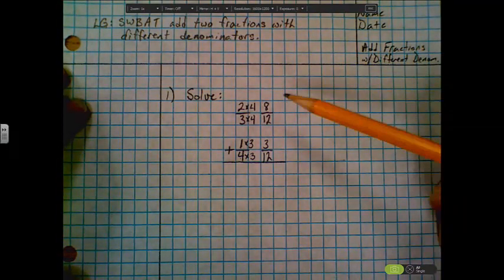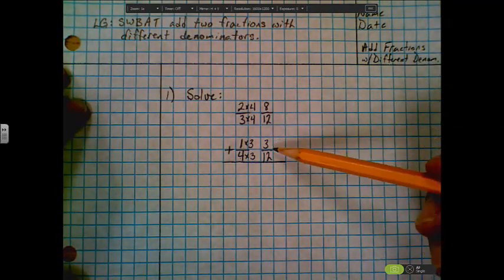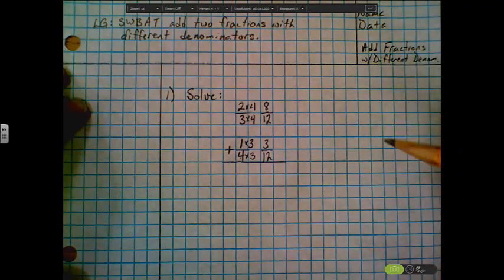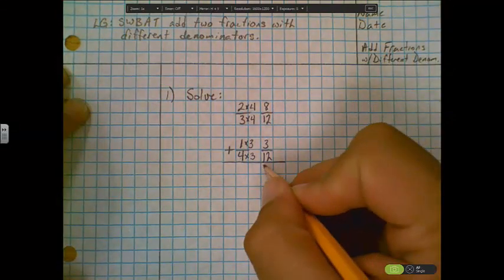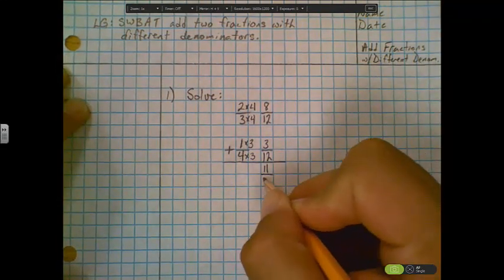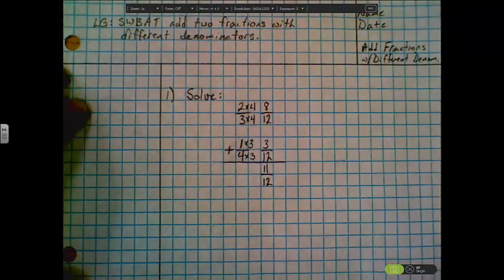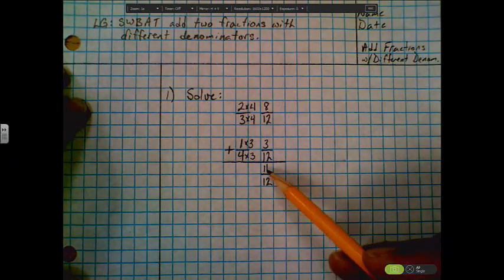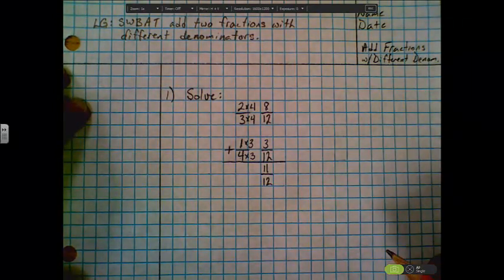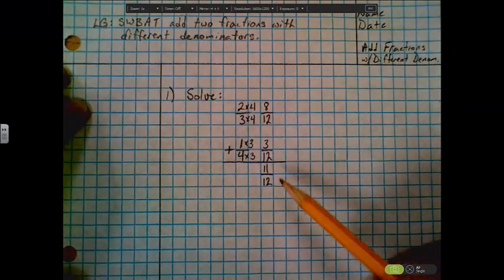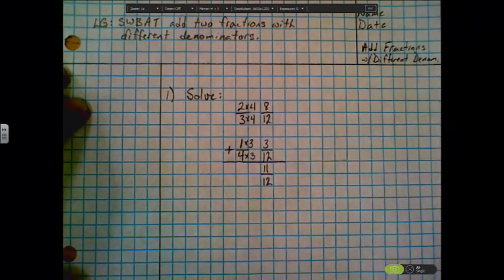So now we have our equivalent fractions, 8/12 and 3/12, and we just add them like we normally would. So 8 plus 3 is 11. We keep the denominator. And then the last step is to simplify if possible. And we look, can 11 and 12 be simplified? No, that's as small as it's going to get. And so our answer is 11/12.